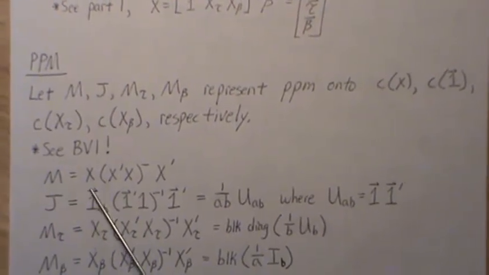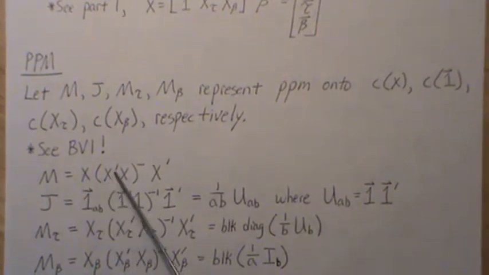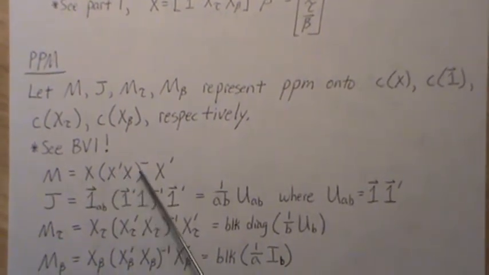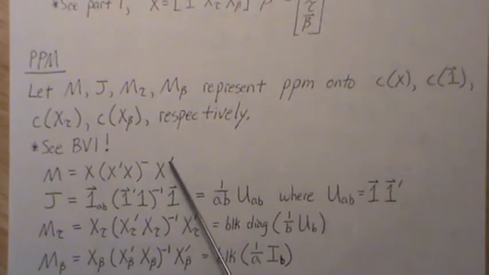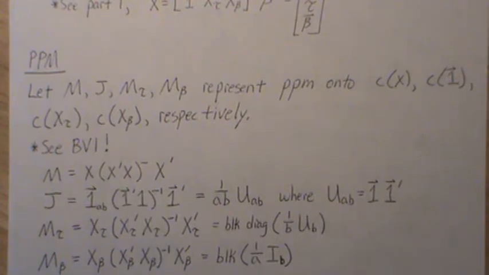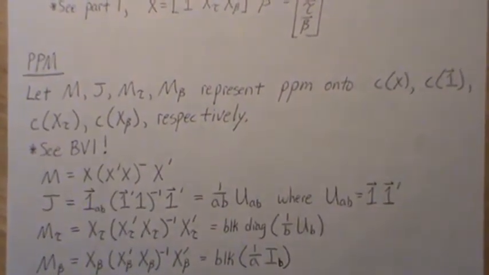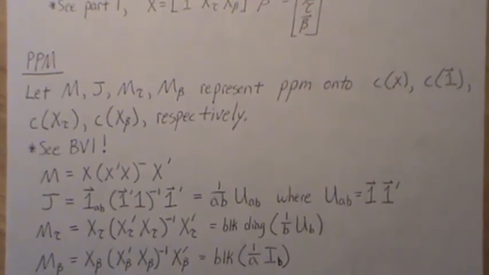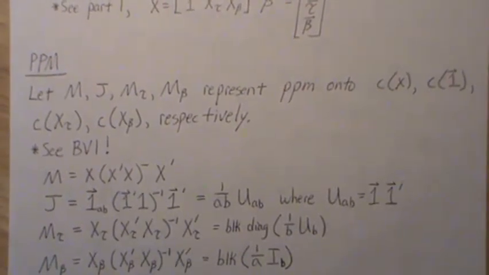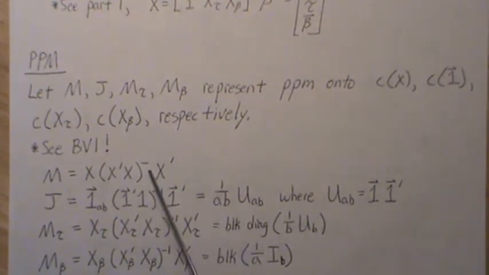Now M, to be a perpendicular projection, the way you construct it is X (X transpose X) generalized inverse X transpose. We have to use a generalized inverse because this is not a full rank matrix. The column spaces in ANOVAs are not full column rank. So when we create this matrix, X transpose X, you can't take the inverse of it. So it's a generalized inverse.